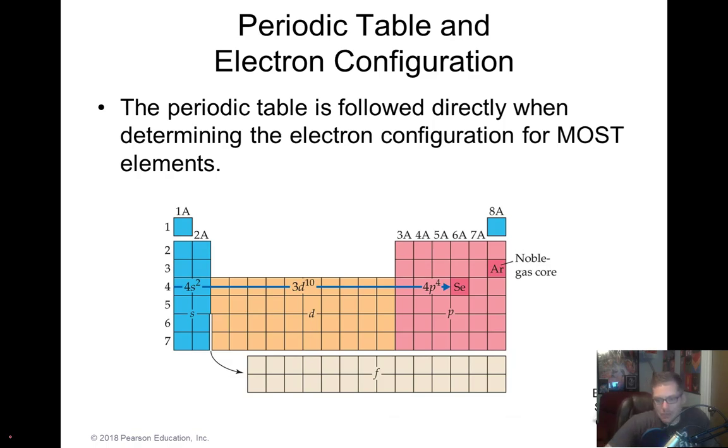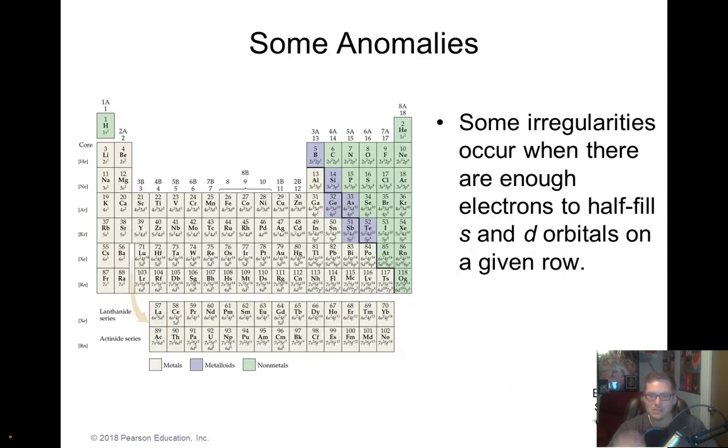The periodic table is what you're simply going to look at for the vast majority of elements. Once you get farther down, life gets more exciting. Obviously you have to start thinking about where that F block squeezes into the periodic table. But there are some exceptions. The biggest anomalies occur in the middle of the period, in the transition metals, where there are enough electrons to half fill both the s and the d orbitals in a given row.